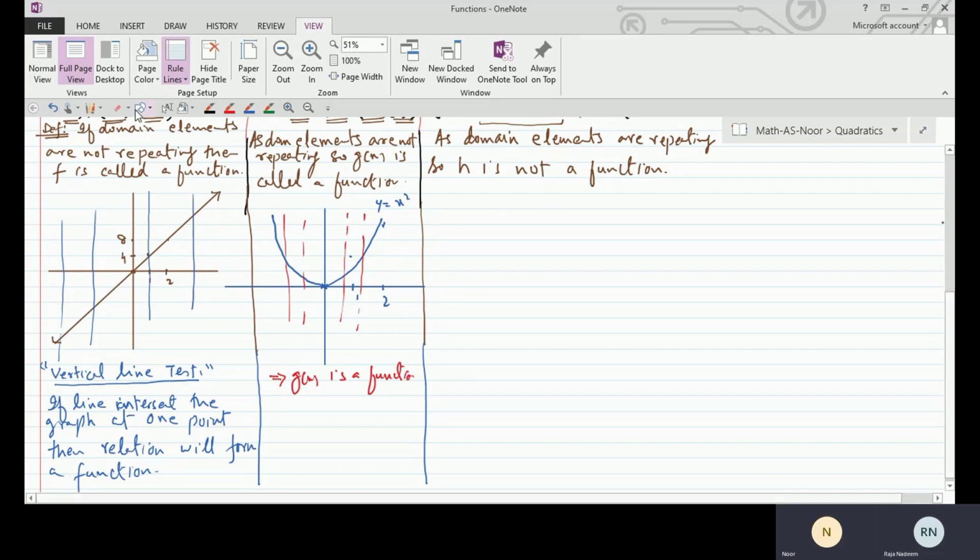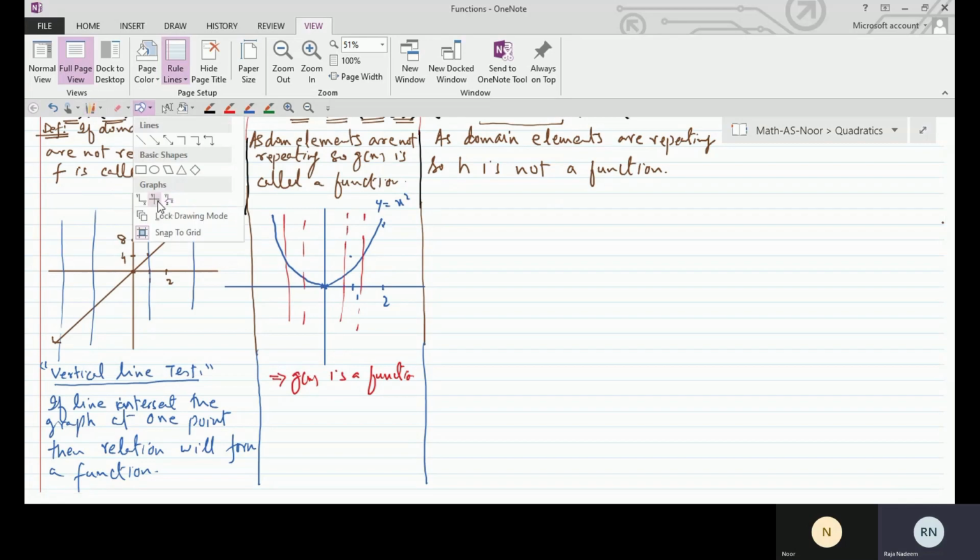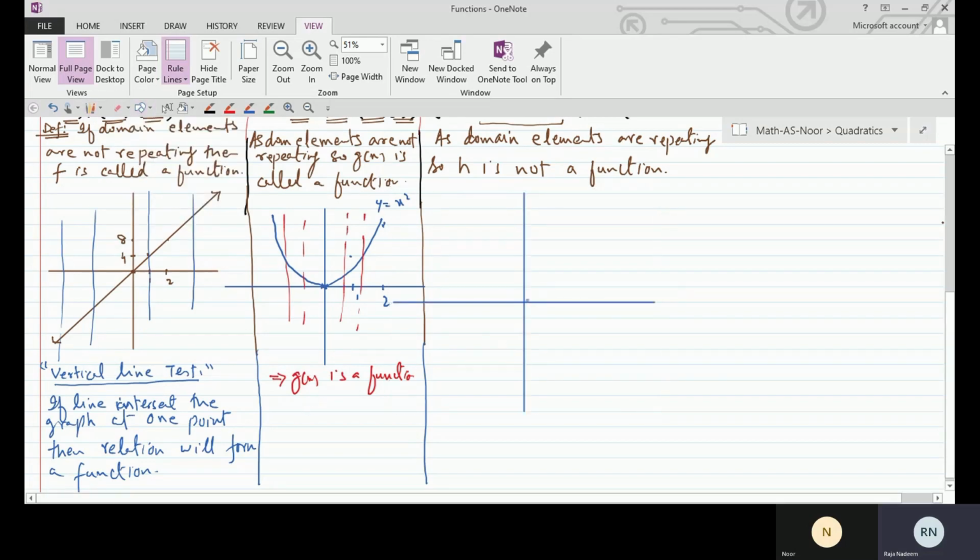Okay, for example number 3, the function was h of x, which is equal to plus minus root of x. If I plot a graph for this, just for your convenience, this is for domain value and this is for range value. If x is equal to 0, then the range value is 0. If x is equal to 1, due to the plus and minus sign we get two answers, and for 4 we'll get two answers. Okay, let us plot these values.